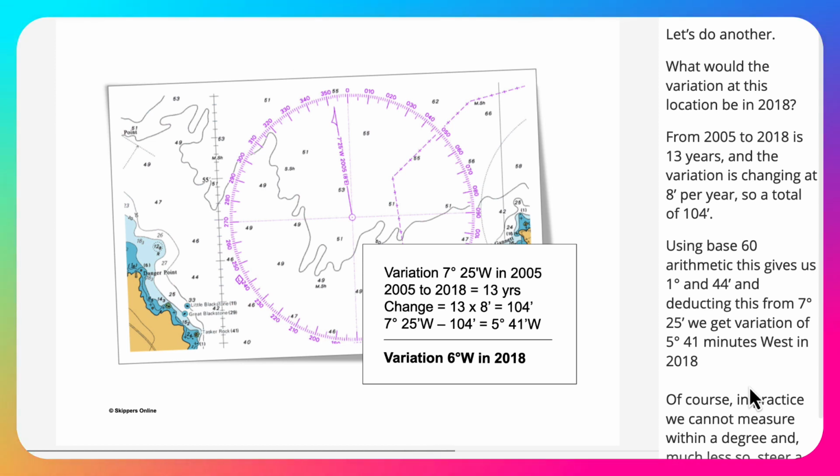Of course, in practice, we cannot measure within a degree, and much less so steer a course to this level of precision. So, in 2018, we would round this to the nearest degree, which is 6 degrees west.